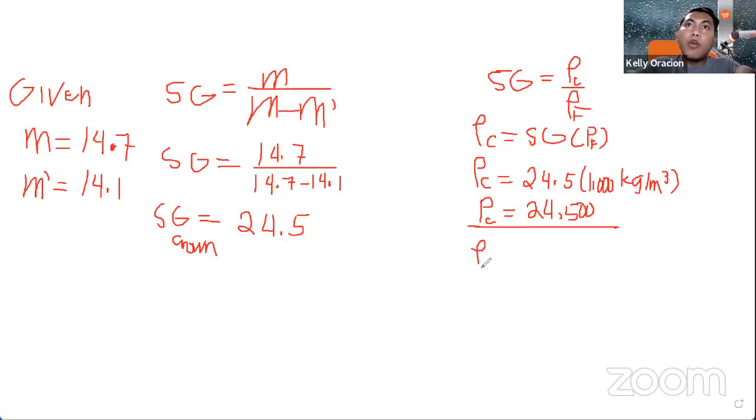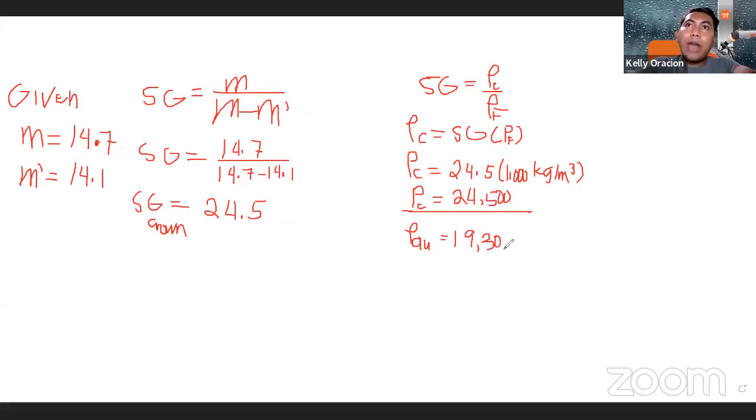Then the density of gold is 19,300. If you compare the density of the gold to the density of the crown, the density of the crown is greater. That means the crown will sink. Also, based on SG alone, the SG of the crown is 24.5 and that of gold is 19.3. So the crown will sink and it is not made of pure gold. The crown has gold contents, but as a whole, it is not made of pure gold.